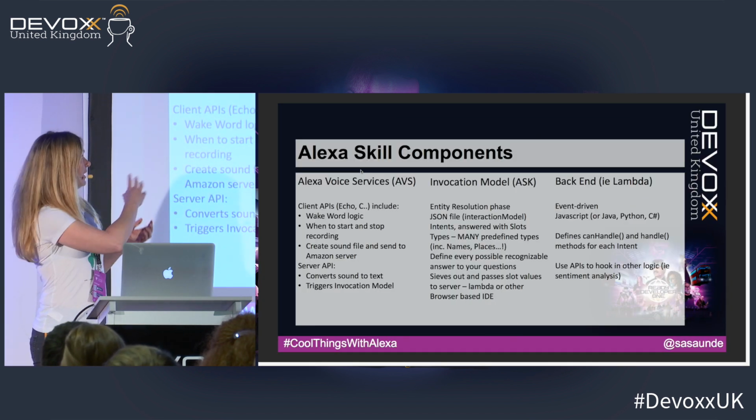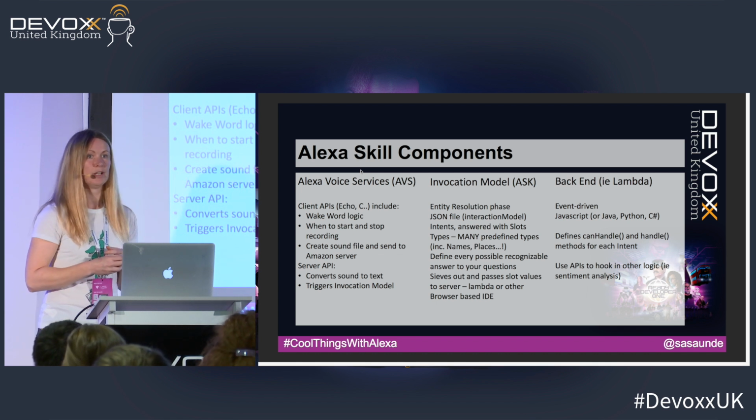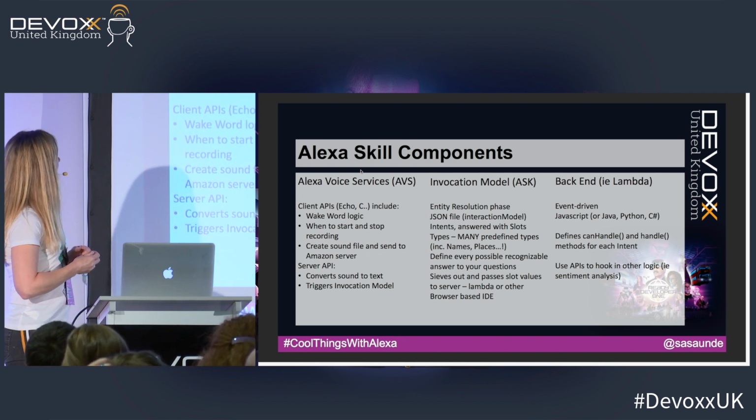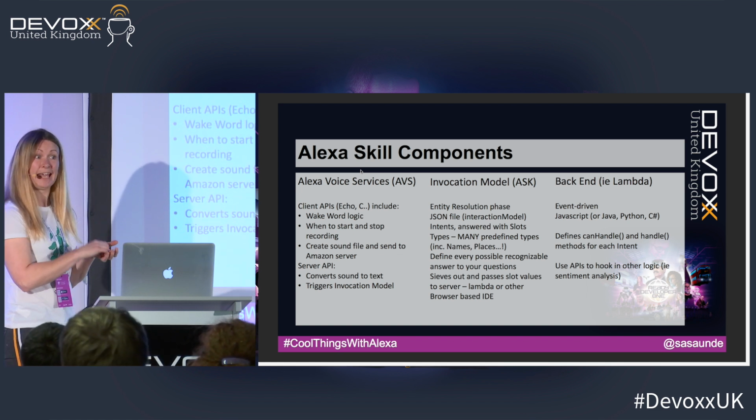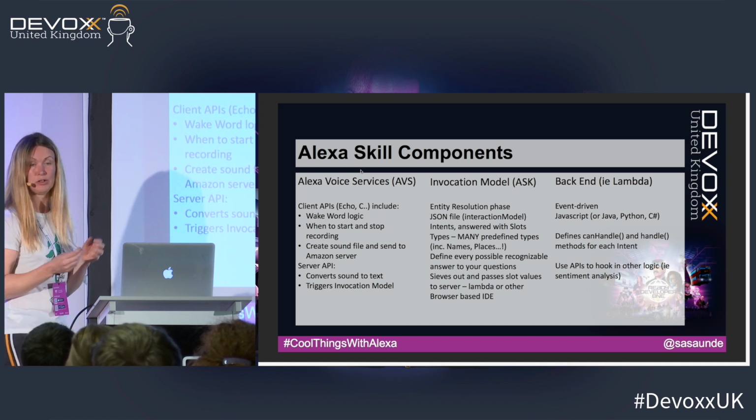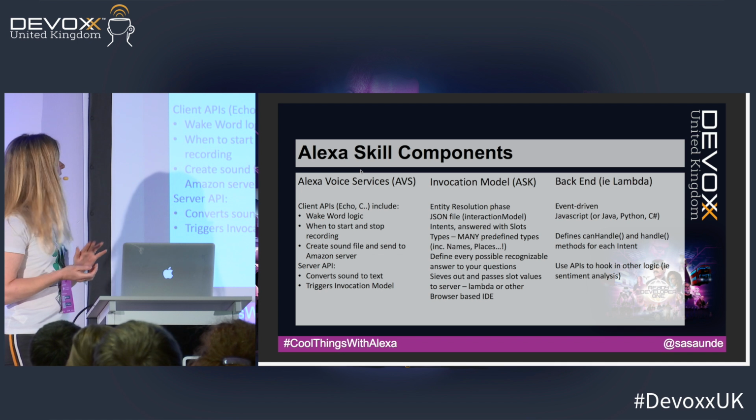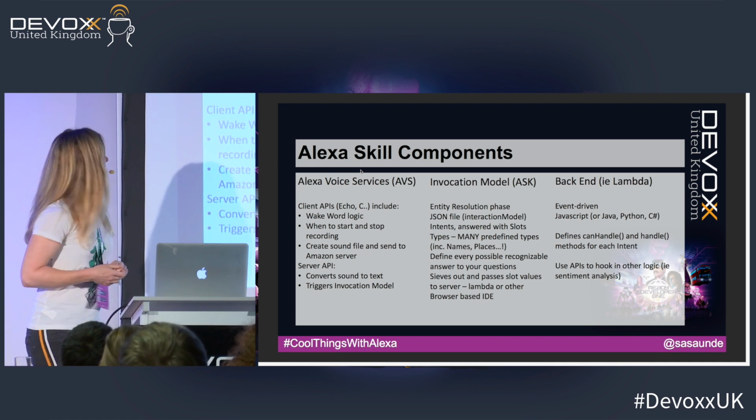So these are the 3 components of an Alexa skill. A skill is the name for your own Alexa app. So you have the Alexa voice services. This is the bit that sits in your home. So it sits on the Echo that you have, or they have a C version that you can put on a Raspberry Pi or a PC or a Mac. I couldn't get it running on my Mac, but I'm sure it's possible.